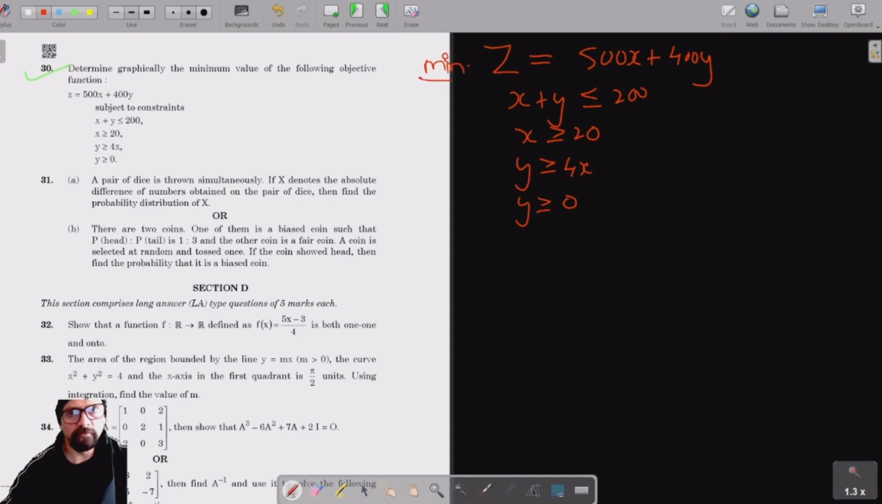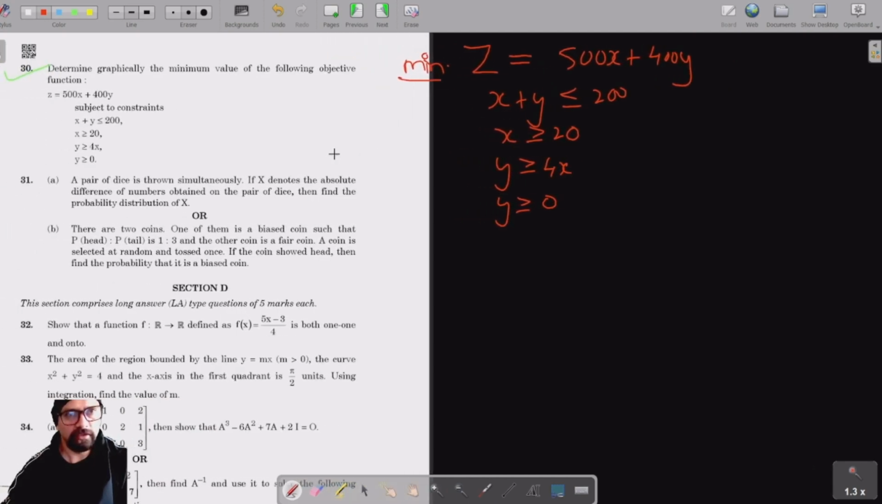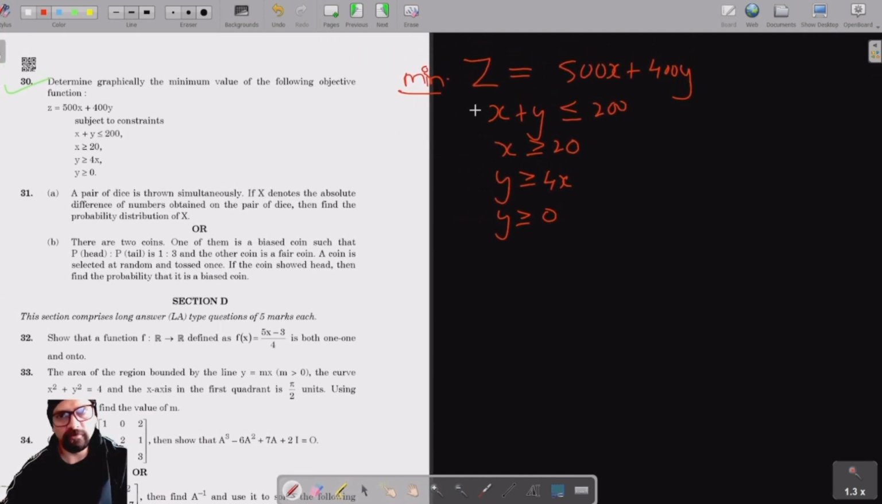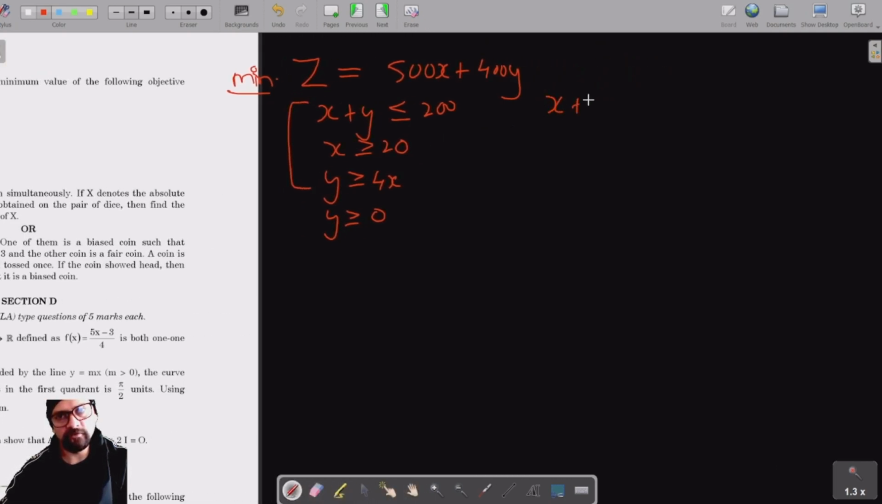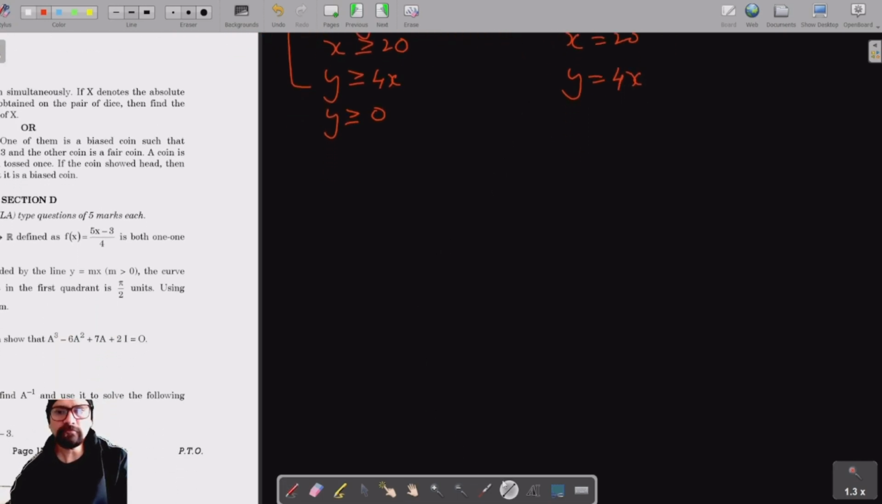The objective function is minimum z, and let's quickly draw the graph for the constraints. These are the constraints, and we are going to draw the graph for x plus y equals 200, x equals 20, and y equals 4x.